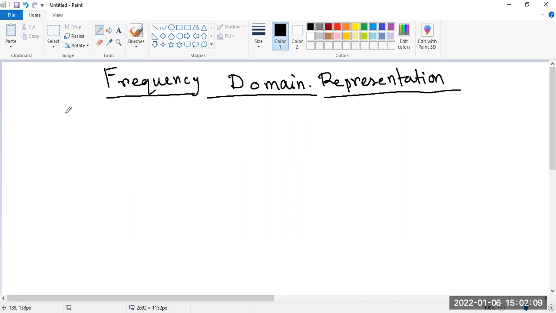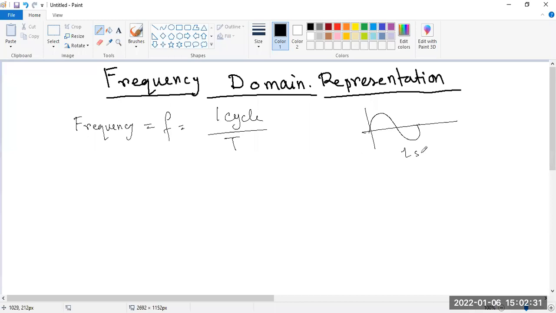Guys, we know frequency means one cycle per time. Say this cycle takes 1 second, so the frequency is 1 hertz. Up to this we know. But what do you mean by the frequency domain representation, or time domain representation?